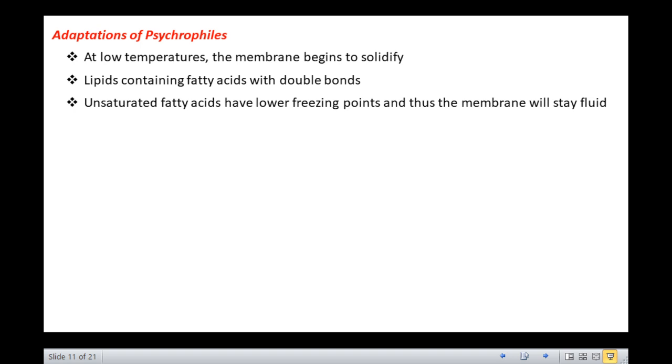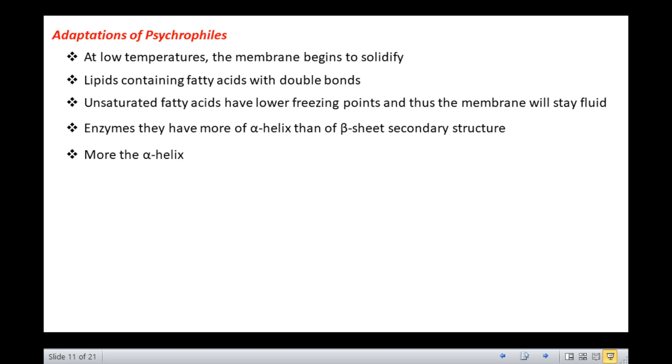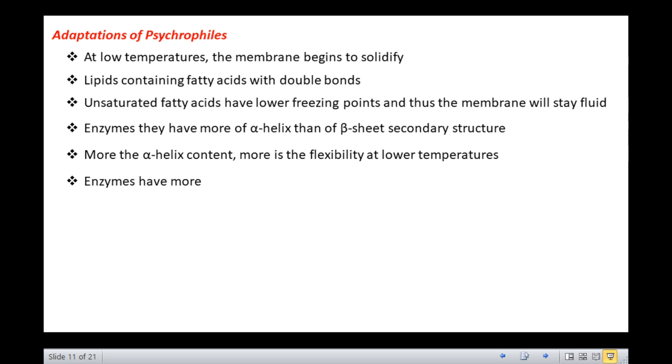fatty acids is solid. Low temperatures also slow the rates of enzymatic reactions, and at some critical level the reactions become so slow that the growth cannot continue. Psychrophiles again compensate for this by changing the structure of their enzymes such that they have more of alpha helix than of beta pleated sheet structure in their proteins. Beta sheet has a tendency to form a rigid structure and hence more the alpha helix content, more is the flexibility at lower temperatures. Also, these enzymes have more polar and less hydrophobic amino acids which might also keep the proteins flexible.